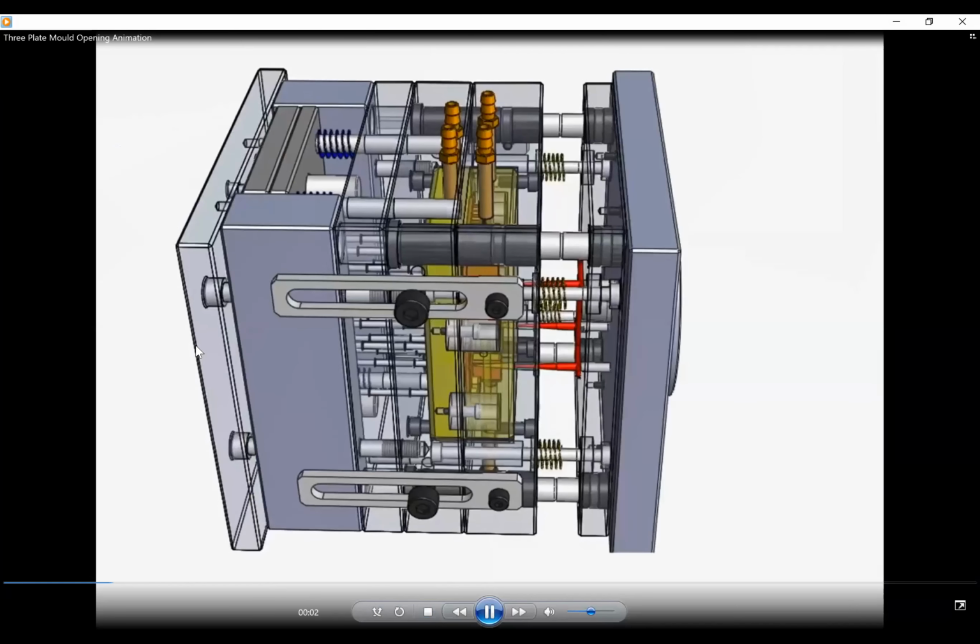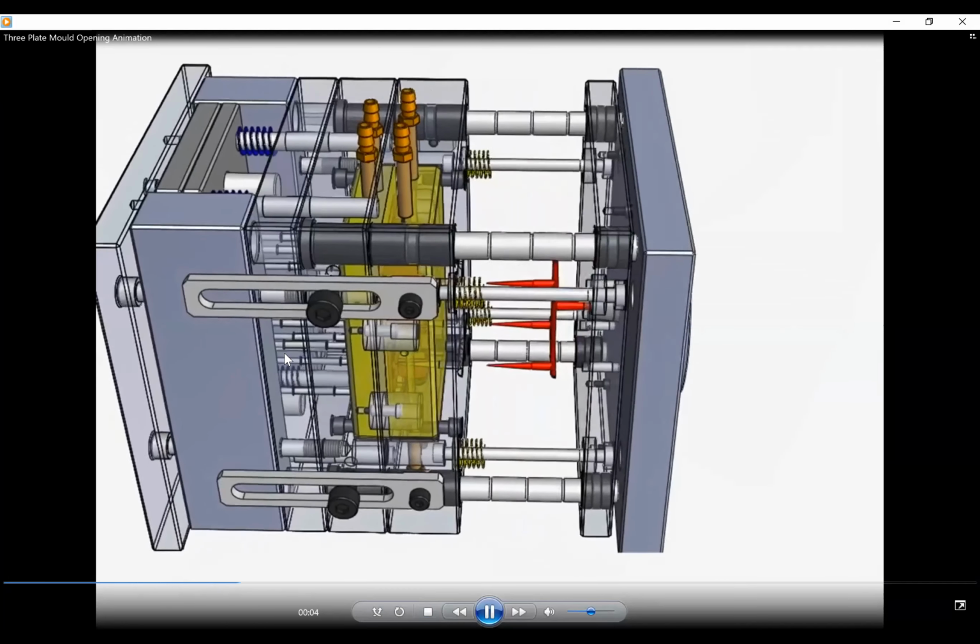Okay, can you see this one? Yes, sir, clear, sir. Okay.